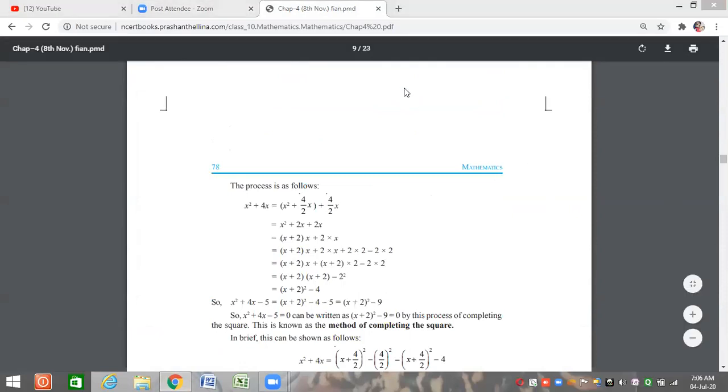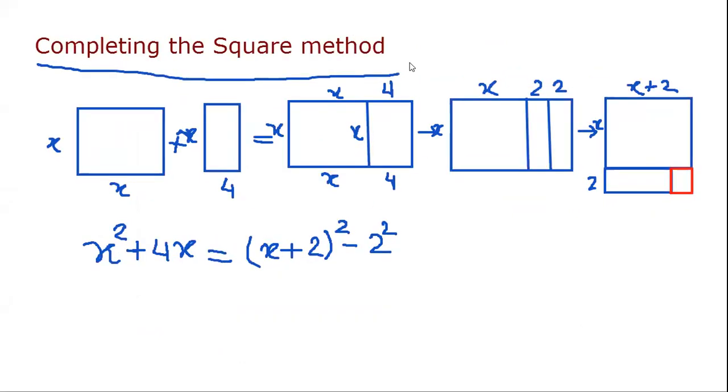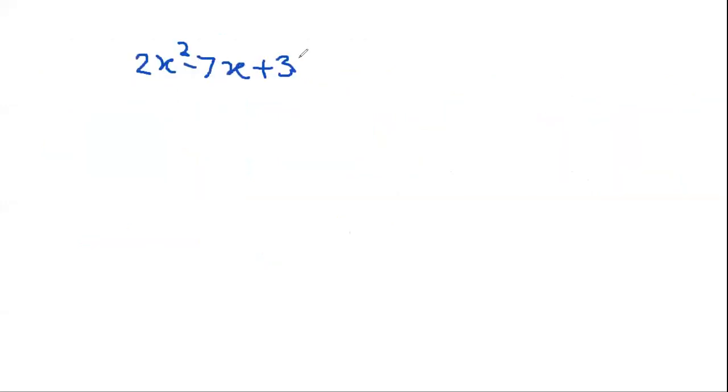now another method of that is algebraically, how can we solve this one? Suppose I have taken one example, 2x square minus 7x plus 3 equals 0. We have to convert this equation into the form of the method of completing the square and solve this equation. The first point is that you shift the constant term to the right hand side. Okay, shifting the constant term to the right hand side, it becomes 2x square minus 7x equals minus 3. Then divide it by 2.